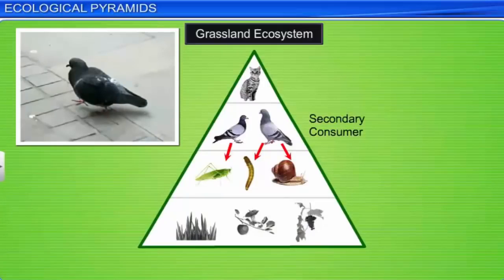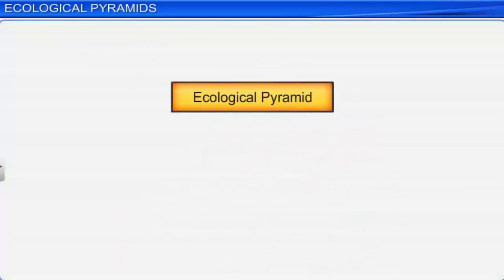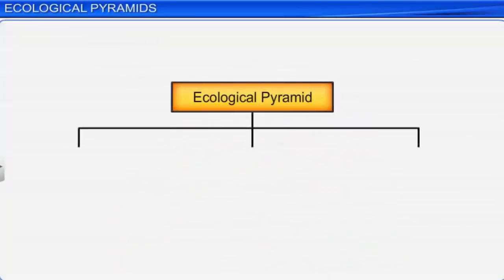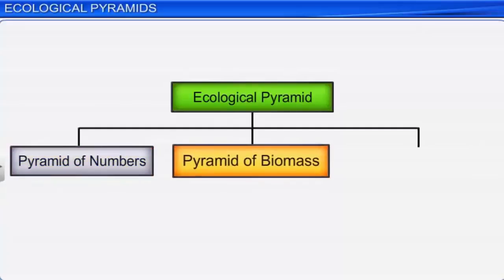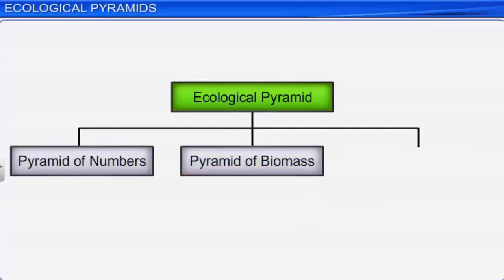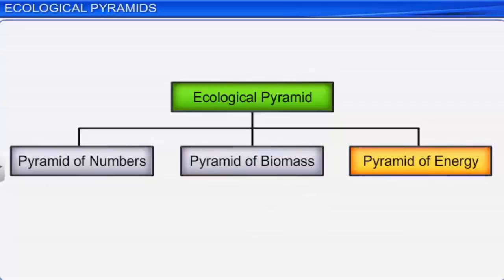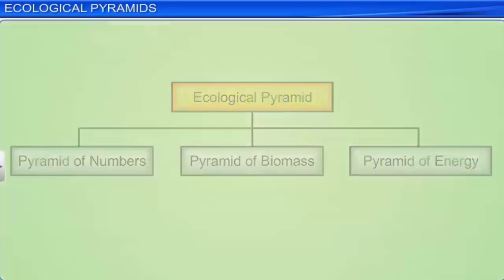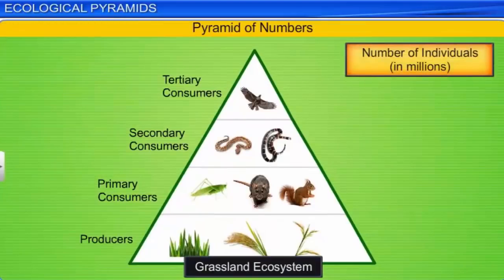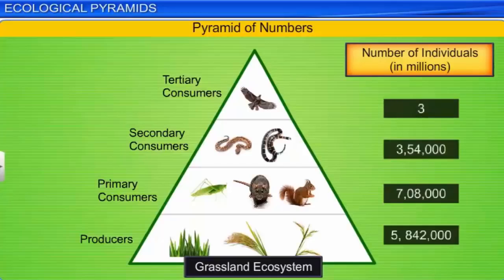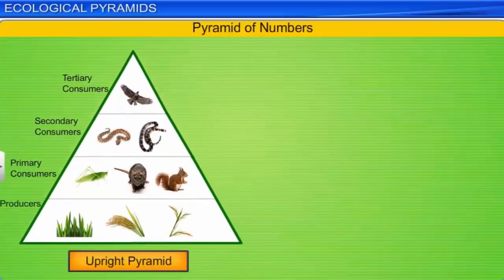Based on the types of parameters used, ecological pyramids are of 3 types: pyramid of numbers, pyramid of biomass, and pyramid of energy. A pyramid of numbers is a graphic representation of the number of individuals per unit area present at various trophic levels in an ecosystem, and its shape varies from one ecosystem to another.